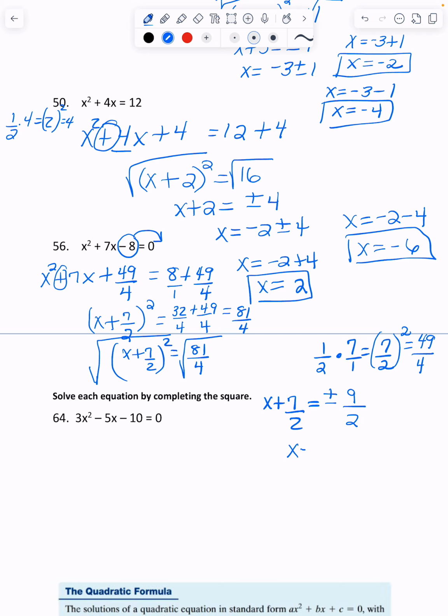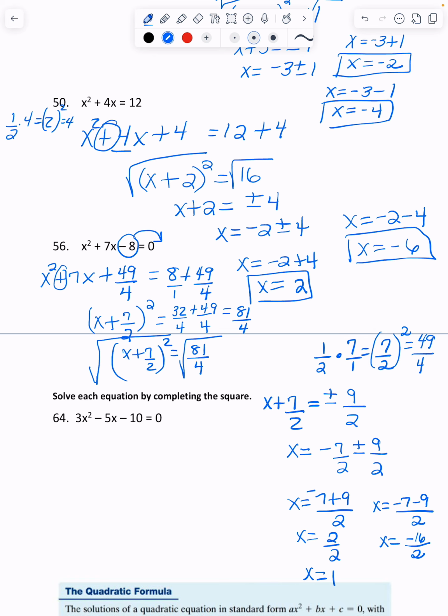So solving for x, we're going to move 7/2 to the other side. Remember to always put it in front of the plus or minus. It just makes it so much easier. So I get -7 plus 9 divided by 2. So this gives me 2/2. So my first answer is 1. And then I get -7 minus 9 over 2. So that's -16 divided by 2, which is -8.